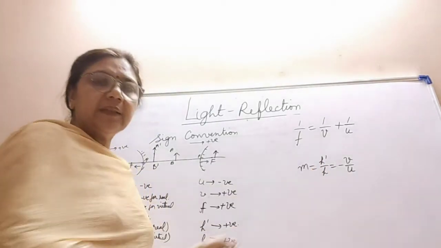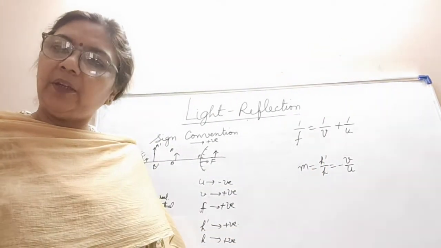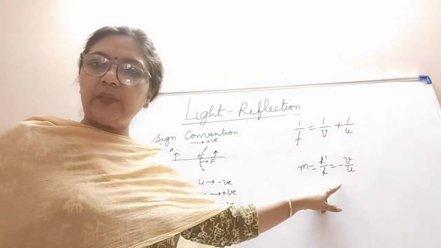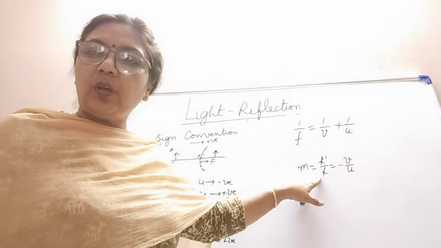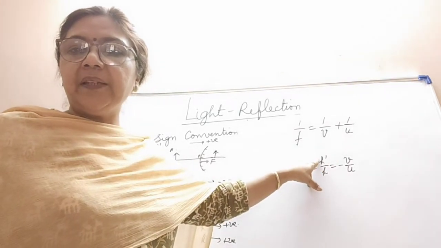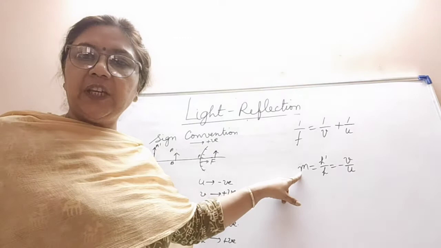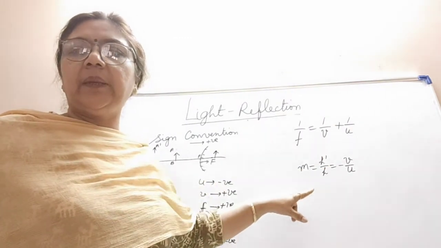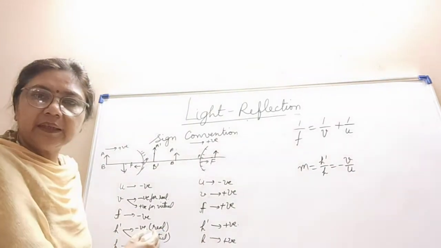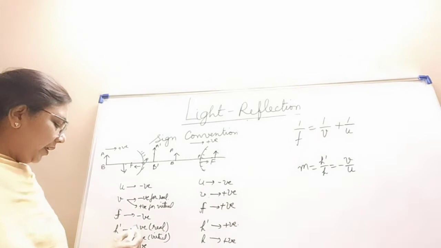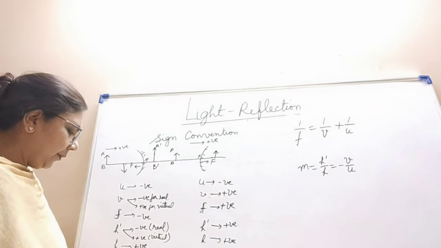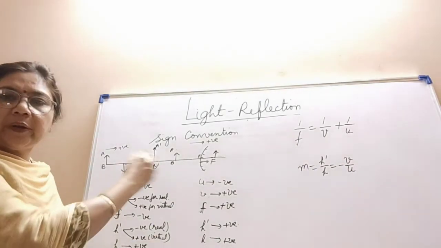Now magnification is the ratio of the height of the image to the height of the object. Now here, remember that this h is always positive. So the sign of magnification depends on h dash. That is, if h dash is negative, then magnification is negative. If h dash is positive, then magnification is positive. Okay. So in the case of the concave mirror, h dash is negative also or positive also. So m will also be negative or positive according to the situation.